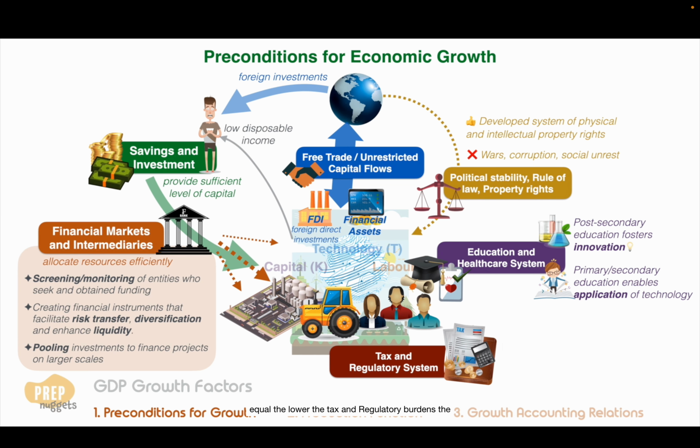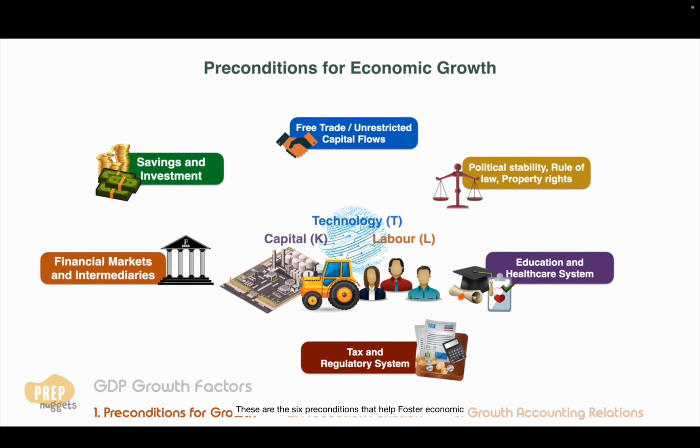And lastly, the tax and regulatory systems need to be favourable for economies to grow. All else equal, the lower the tax and regulatory burdens, the higher the rate of economic growth. Besides, lower levels of regulation help foster entrepreneurial activity. These are the 6 preconditions that help foster economic growth.